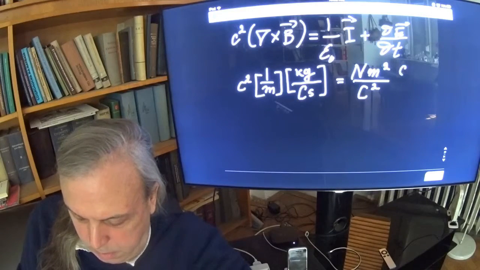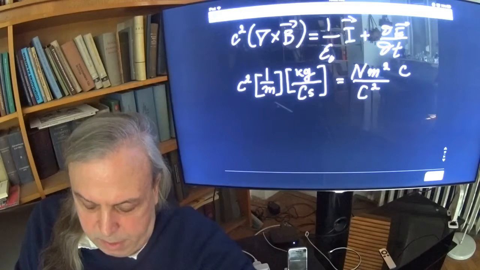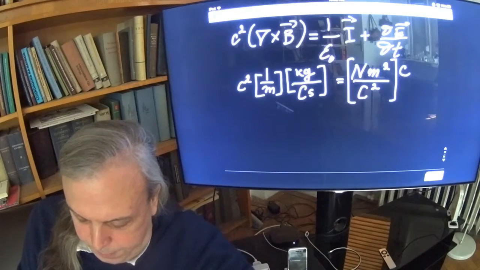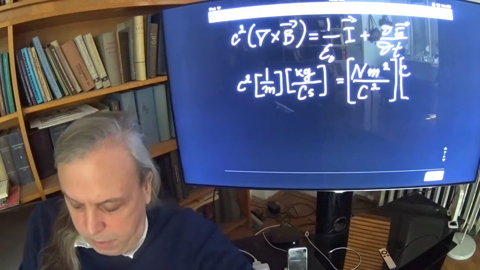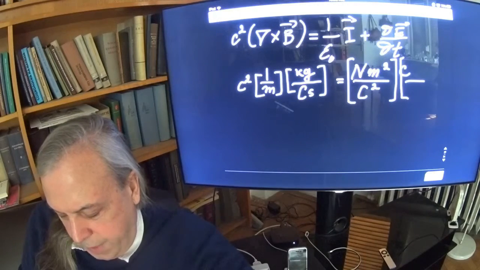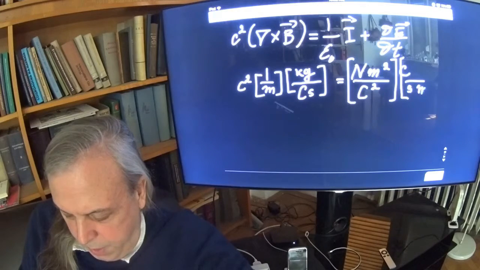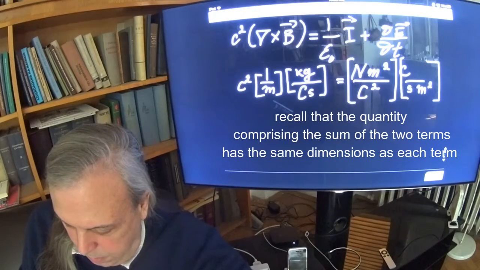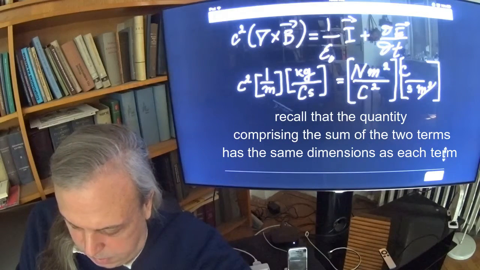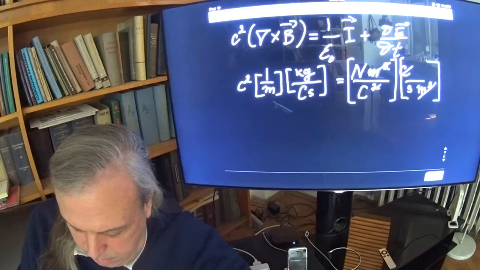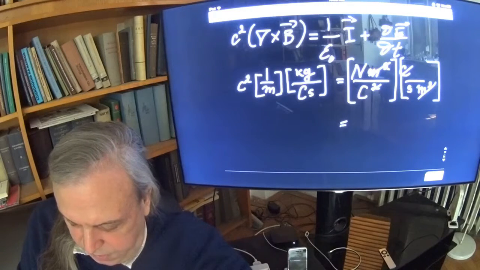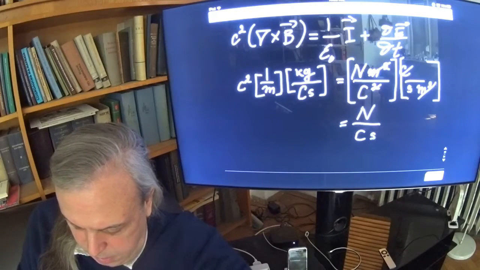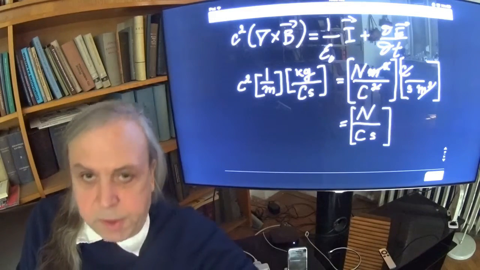times, so these are the dimensions of 1 over epsilon naught times the dimensions of the current density, which are Coulomb over second times meter squared. And now what we have here is these obvious cancellations again. Which gives us Newton over Coulomb second. These are the dimensions on the right side of the equation.